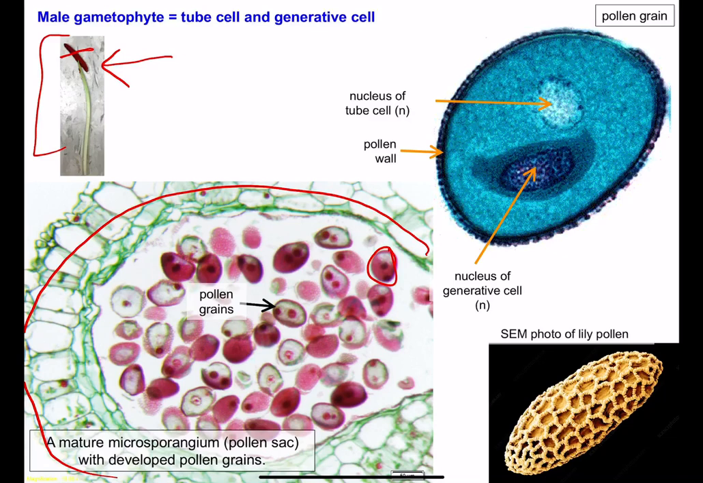It's literally just 2 cells. The male gametophyte or the microgametophyte, it's just the tube cell and the generative cell. Now, those are surrounded by this sporopollenin wall, and yeah, that's it. It's highly reduced. That's the whole gametophyte. It's the 2 cells. It's wild.